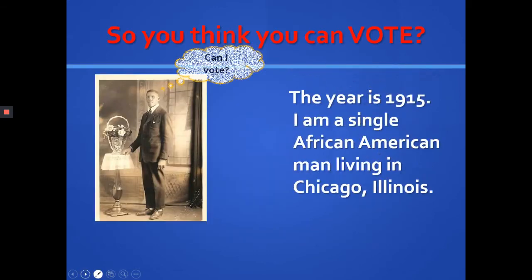But first, what we want to do is talk about this gentleman here. We're going to make an inference. Based off of what we have learned so far, we want to decide, can he vote? So here's the information I know. The year is 1915. He is a single African-American man living in Chicago, Illinois. So we want to say, can this man vote? Pause the video, and I want you to make an inference. Can he vote? All right. My inference is that yes, he can vote. It is 1915. It is well after the 15th Amendment came about, so he has the right to vote.